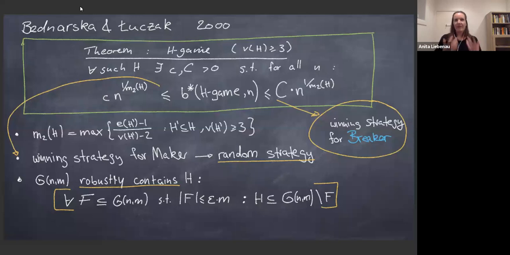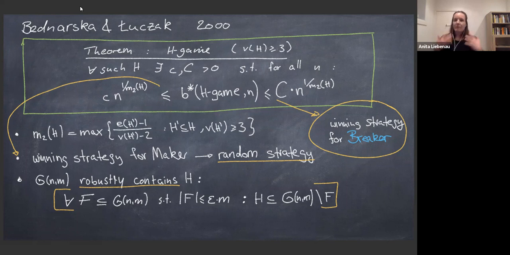Now, what's their strategy? The strategy is that maker plays at random, completely at random, as if breaker didn't exist. So in every round, she's only concerned with her own edges, and she chooses an edge uniformly at random from everything that maker doesn't occupy. Okay?